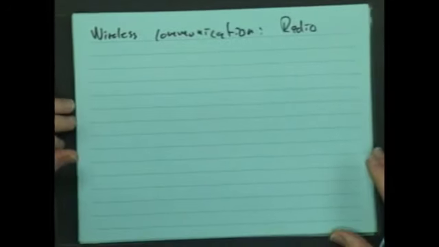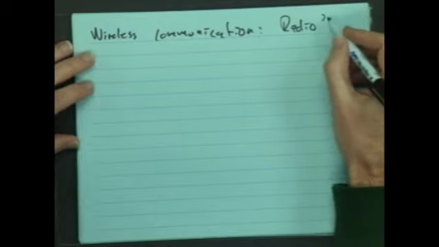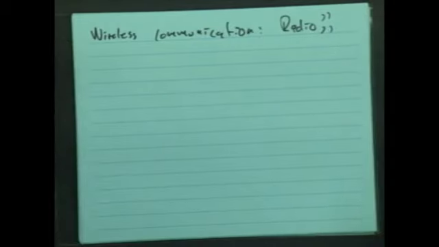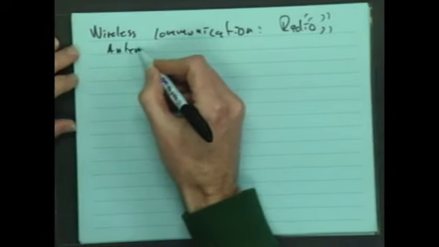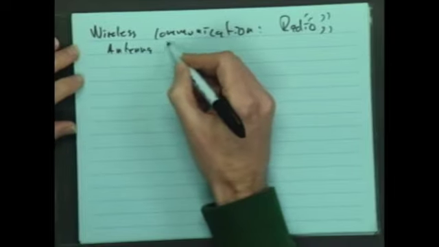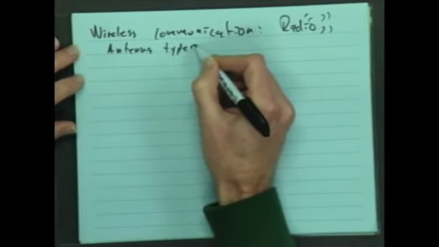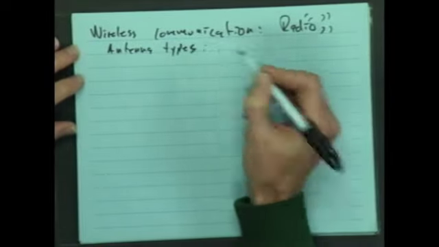Issue number one is radio. I'll just draw some nice radio waves here. So we got to have radio waves. We're going to transmit them, and then we're going to receive them. First thing to think about is antenna. There are generally two types of antennas you use.